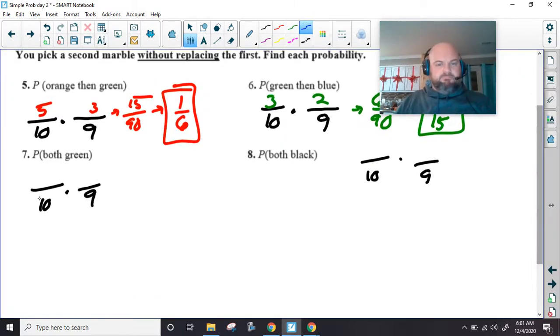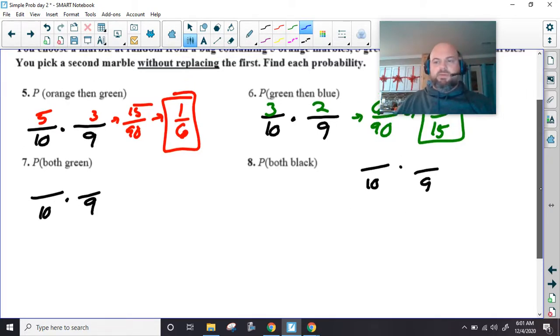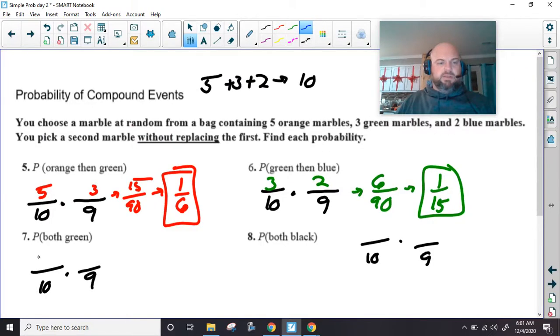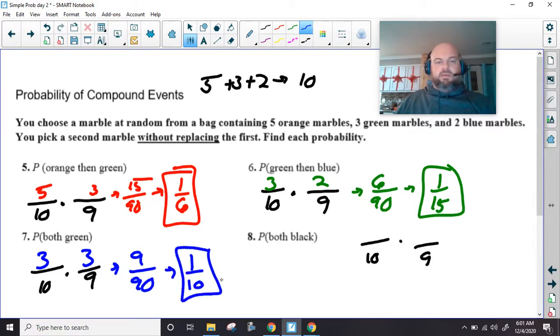Both green. So we don't know if we get a green on the first one. This is why I've always said this, and I've looked it up and verified myself. That's how that works, we don't know if we got it the first time.